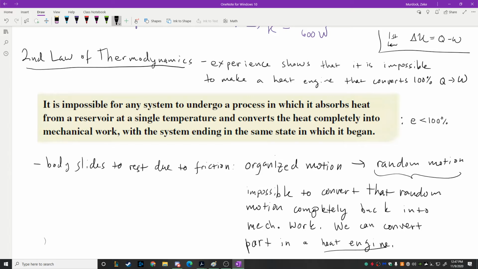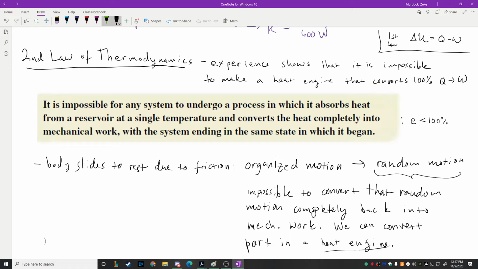It's a lot simpler to understand, right? For sure. A heat engine operating in a cycle will never be 100% efficient. That's basically what that says. All right. You can state it in yet another way.